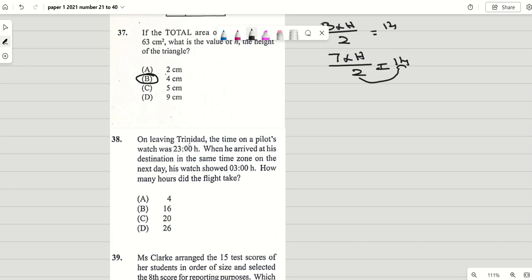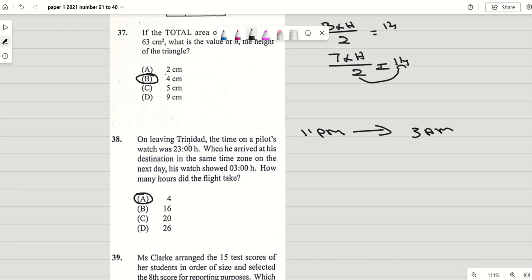So, he left Trinidad at 11 p.m. and then he arrived the next day. They said 300 hours, which is also known as 3 a.m. Right? So you can even use your fingers for this. 11 to 12, 12 to 1, 1 to 2, 2 to 3. That is 4 hours.